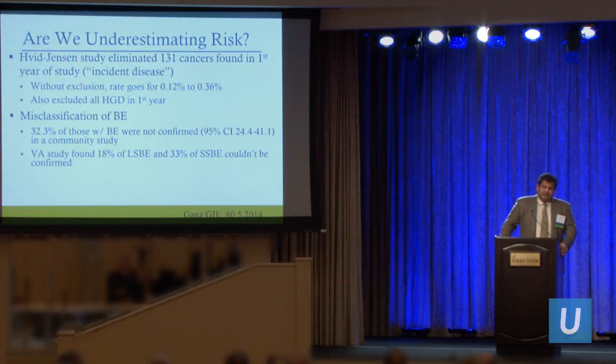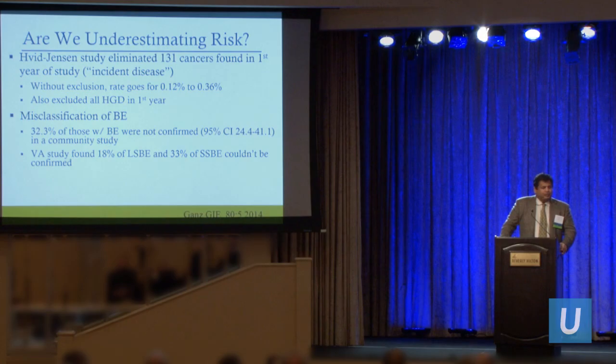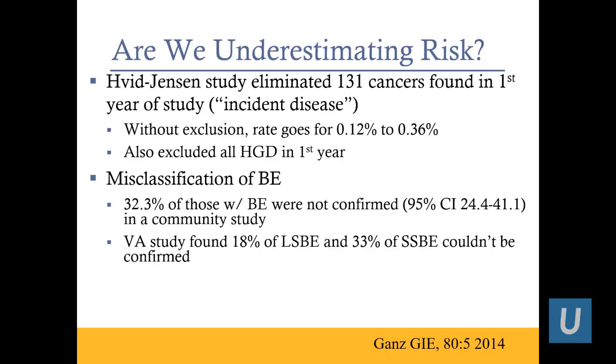The other big issue is that you really have to have a centimeter of Barrett's, a centimeter of salmon-colored mucosa, and you have to biopsy above the top of the folds. When you look at expert review of outside endoscopies, about a third of patients who are supposed to have Barrett's don't have it. A VA study found 18% of long segment and a third of short segment couldn't be confirmed. So this is an issue.